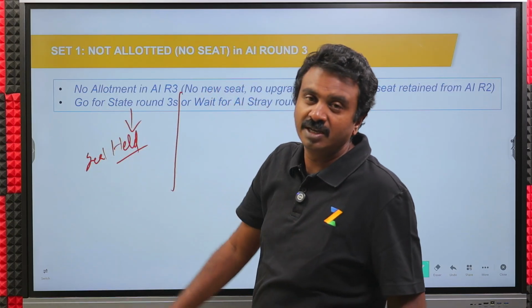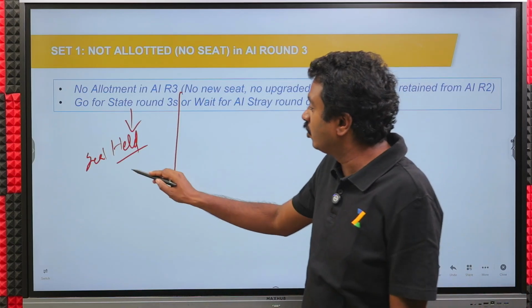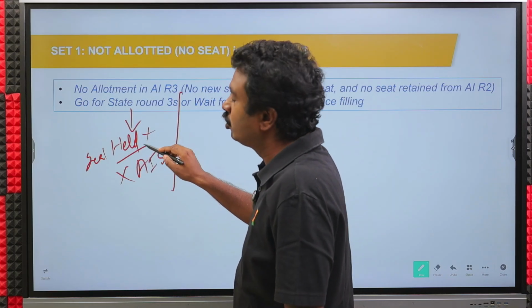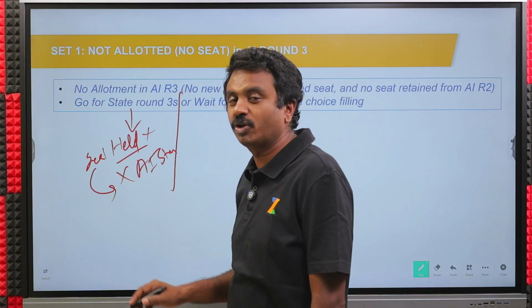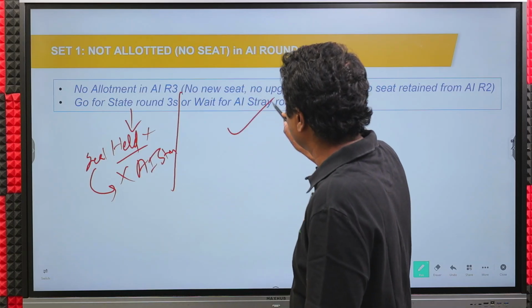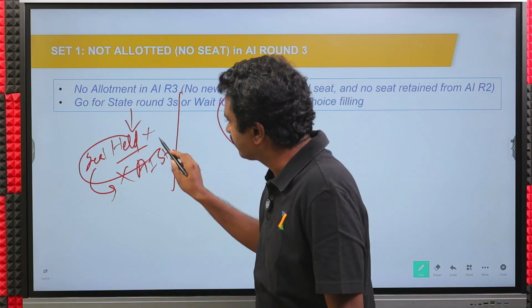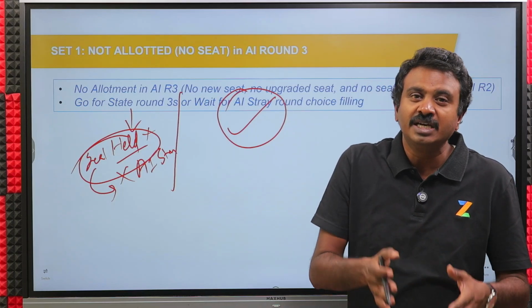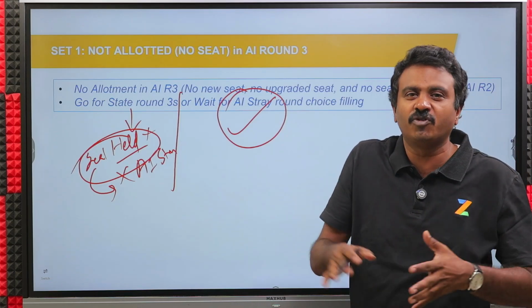All states will send across the list of state round 3 joined candidates to MCC and you are not eligible for All India stray round. At the end of state round 3, if you don't have a seat, which means your state will not send your name in the list to MCC, you are eligible for All India stray round. So as of now, you are eligible for All India stray round, provided at the end of state round 3, you don't have a joined or a held seat and therefore you are not part of the list sent by the state as joined candidates to MCC before All India stray round.